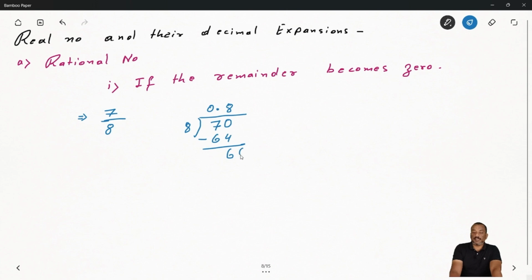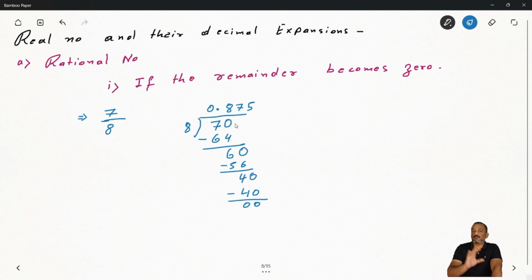Now 6, again you will get a 0. So in the 8 table, near about 60, which number is coming? 56 is coming. How many times? 7 times. Okay, so you get a remainder of 4 again and you put a 0. Now 40 is in the 8 table. So how many times? 5 times. So in this one, what remainder will you get? 0. You will get remainder 0.